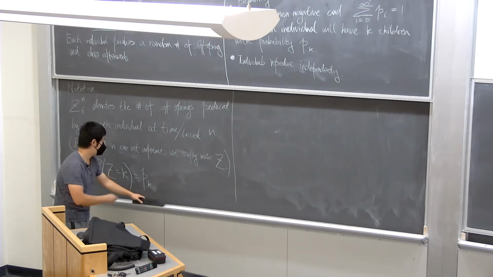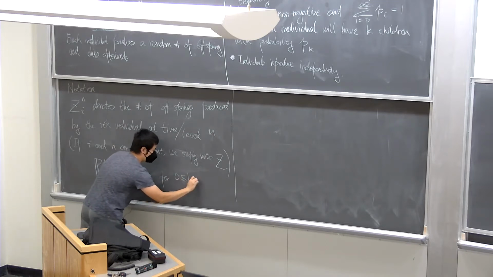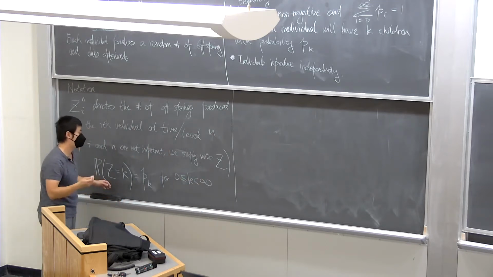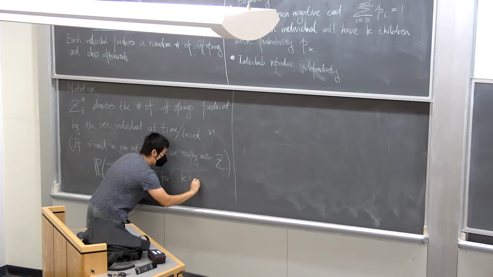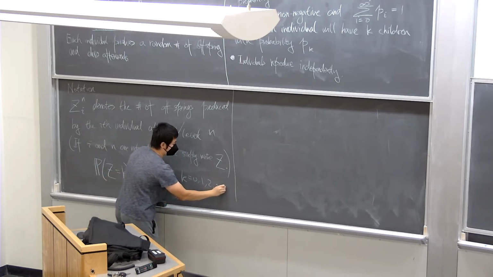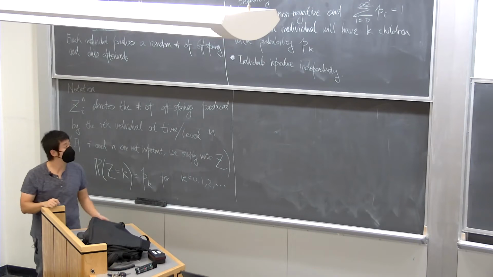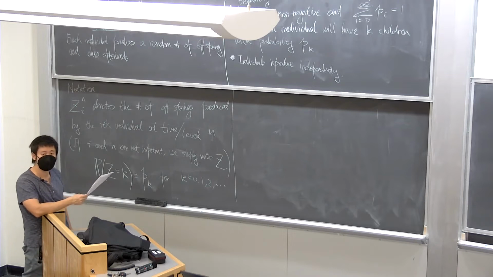Okay. Maybe also write for k, let's say it's between 0 and infinity. Right. Okay, maybe integers, for k equal to 0, 1, 2, etc. Right? Yeah. So you see that each individual produces offspring with the same probability distribution. Yes. Like P0, P1, P2.